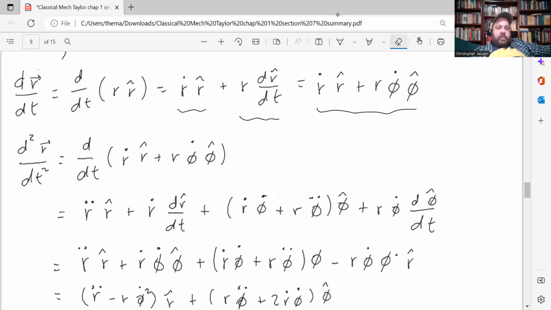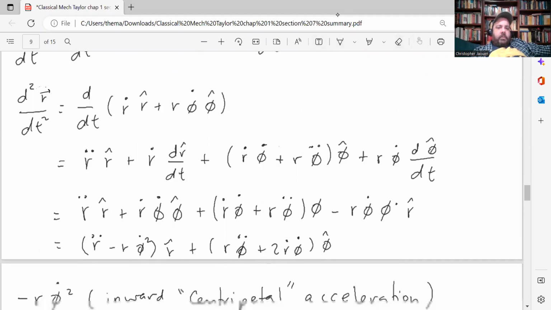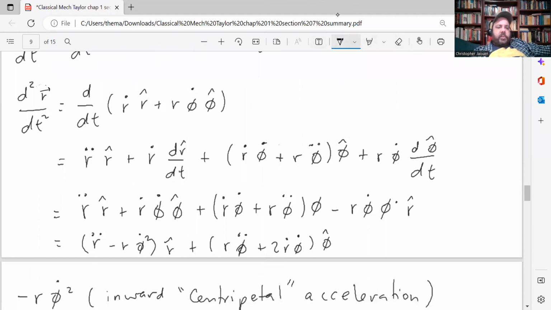And then we can take the second derivative with respect to time. And again, just use our formulas. If I want to find the second derivative with respect to time, I differentiate the vector we just found, which gives you the next line. So you get r double dot r hat plus r dot d r hat dt. That's the derivative of this using the product rule. Plus, here you have to use the product rule to differentiate this, and then the formula we just derived up above. So you get r dot phi dot plus r phi double dot times phi hat plus r phi dot times d phi hat dt.